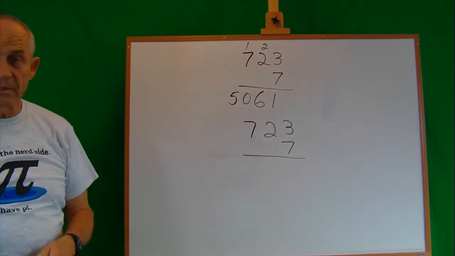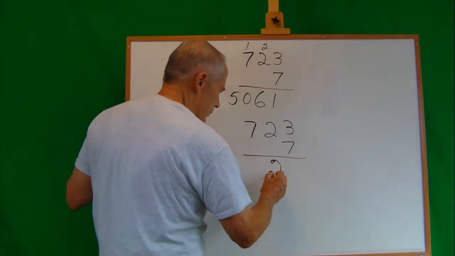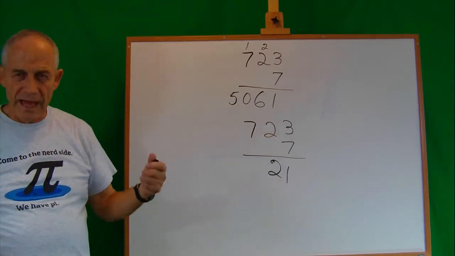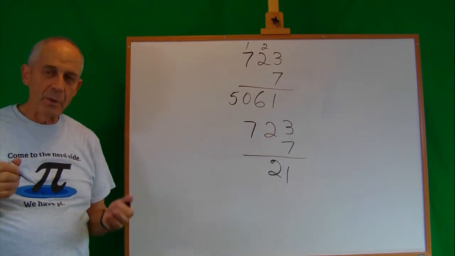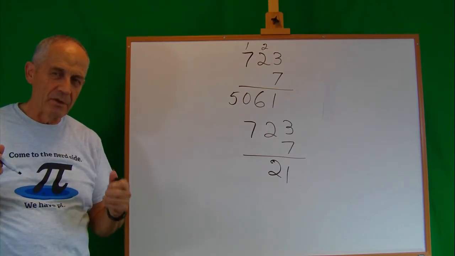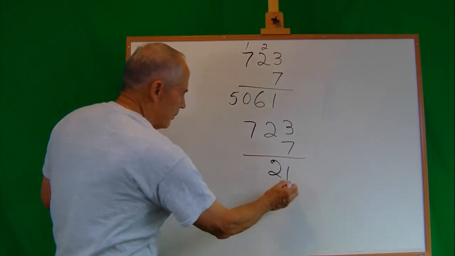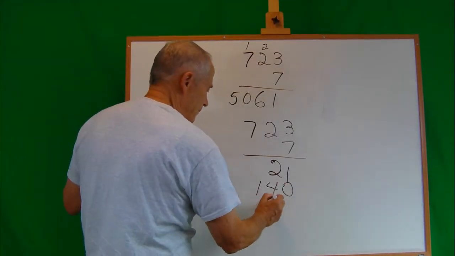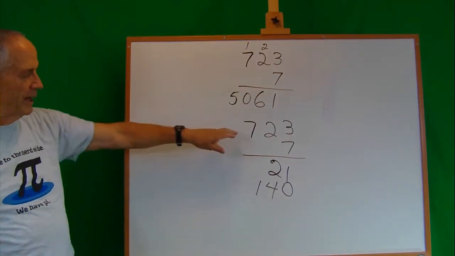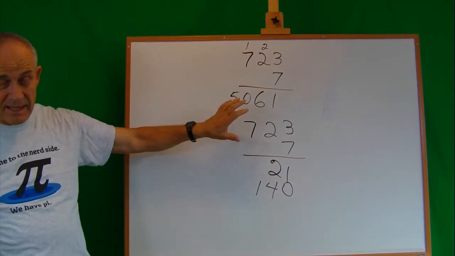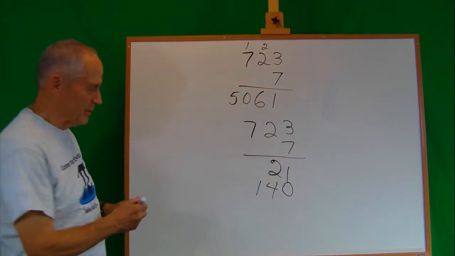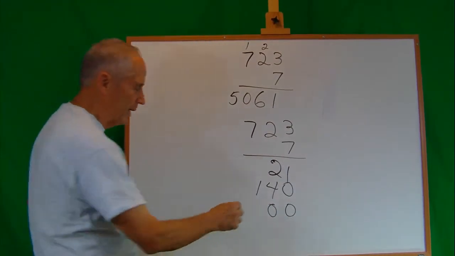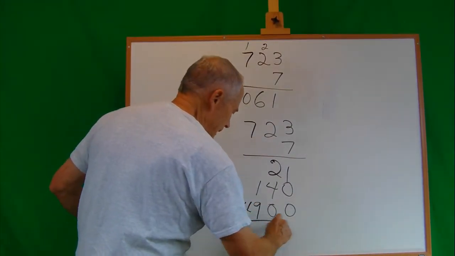So when I go 7 times 3, I'm just going to write down 21. Now this 7 times this 2, that 2, remember, represents 20. So when I go 7 times 20, I know I'm going to have a 0 on the end. And then 7 times 2 is 14. Over here, this 7 is a 700. So I've got 2 zeros on the end. And then I multiply 7 times 7. Hopefully I know that, and so my answer is 4,900.